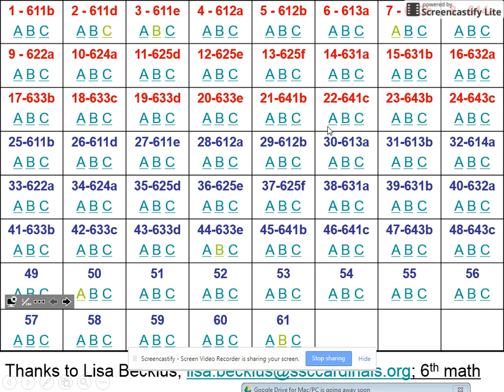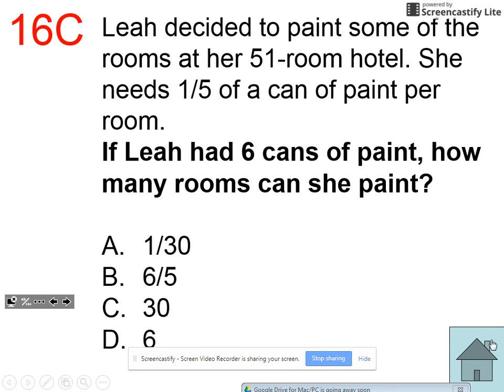Okay, 16C. Leah decided to paint some of the rooms in her 51-room hotel. She needs 1/5 of a can of paint per room. If Leah has 6 cans of paint, how many rooms can she paint? A, 1/30, B, 6/5, C, 30, or D, 6. Go ahead and pause the video now.